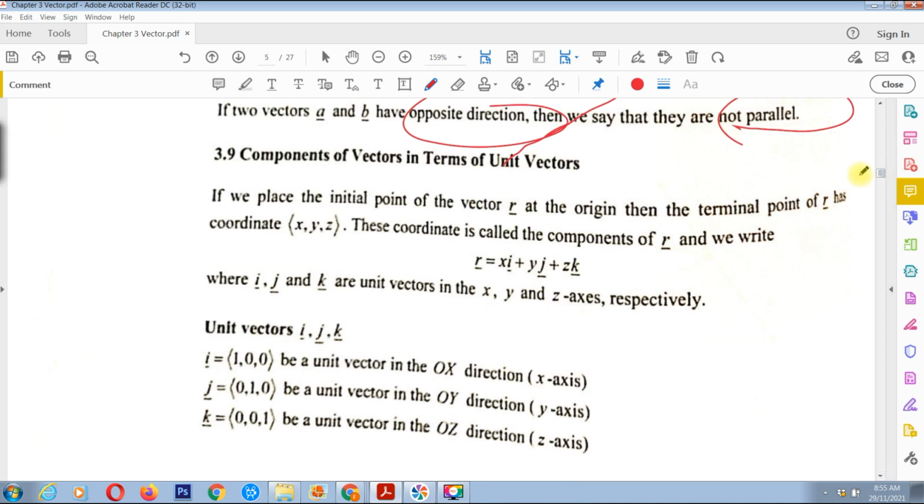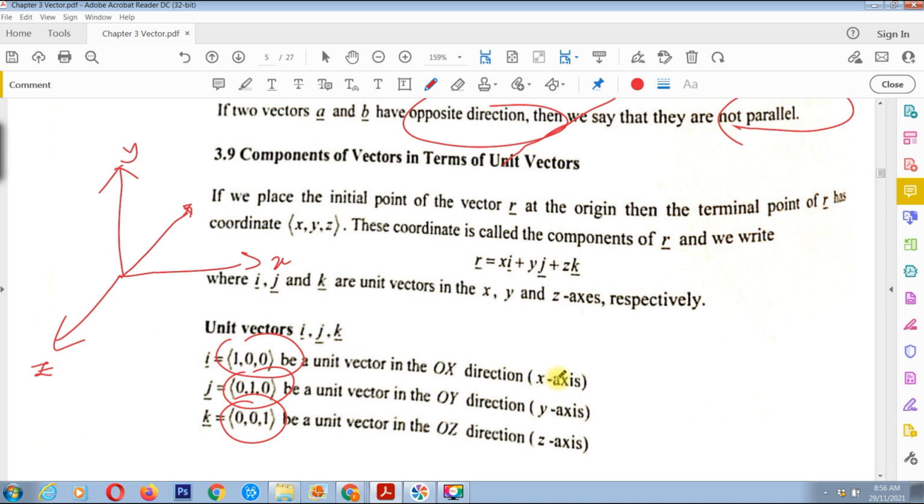Okay, so component of a vector in terms of a unit vector. So we have r from the origin, the terminal point r has 3 coordinates, x, y, z. So we have a 3 coordinate vector, and the point is maybe here. So we have a vector in 3 dimensions. If we say it is a unit vector, meaning there is a 1 for each component. So for the x component it is 1, 0, 0. Usually if we put the coordinate, we put it like this, 1, 0, 0. But if it is a vector, it is like this.